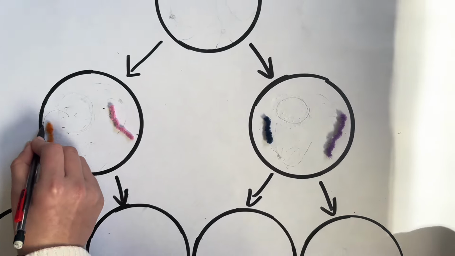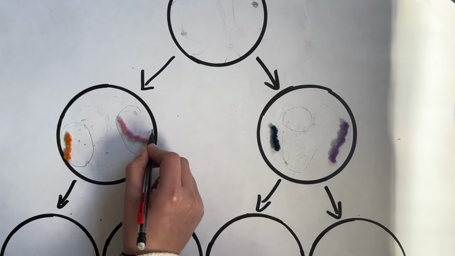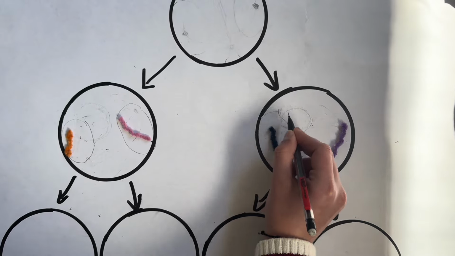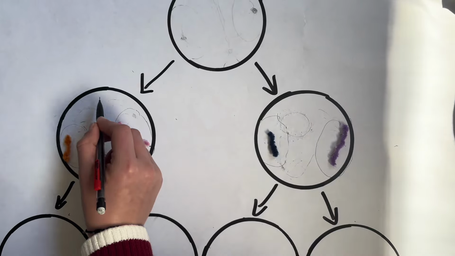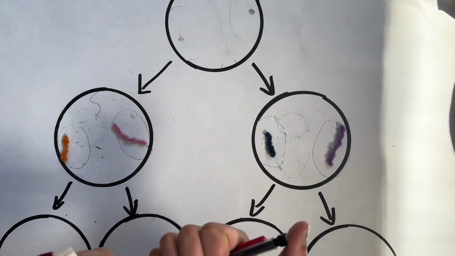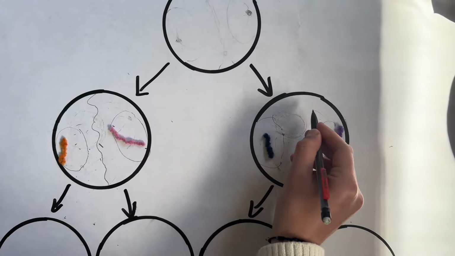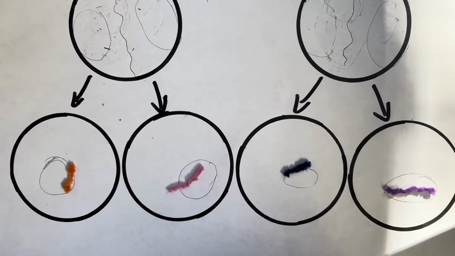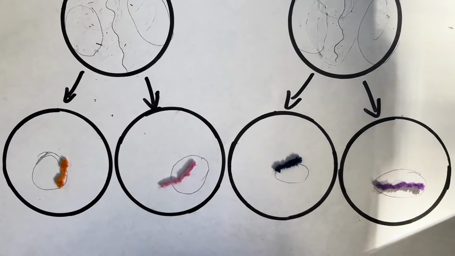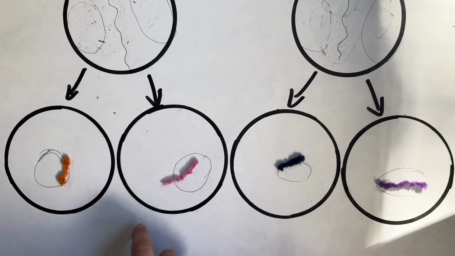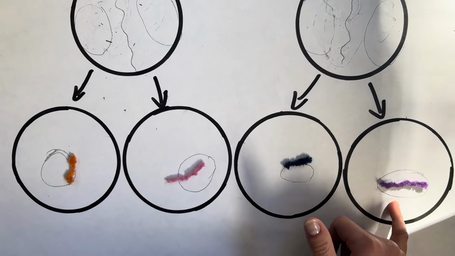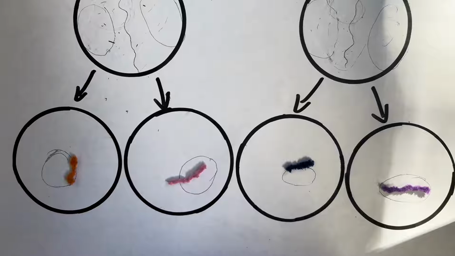In telophase 2, the chromosomes decondense and the nuclear membrane reforms. Now we have cytokinesis, where the cell is going to divide and form 4 daughter haploid cells.